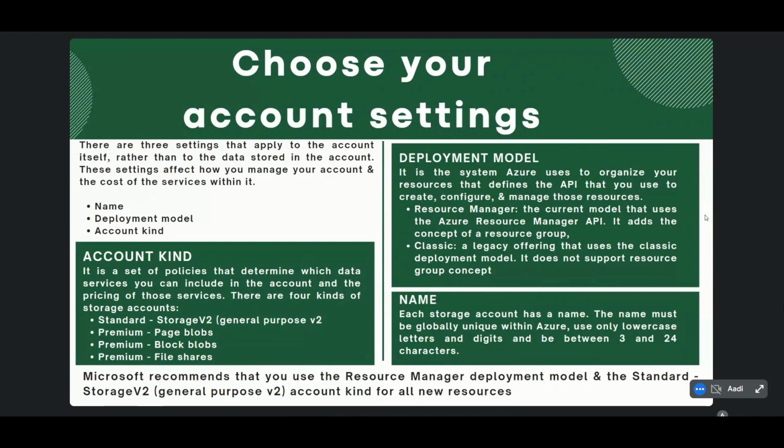Third one is account kind. Account kind is basically a set of policies that determines which data services you can include in the account, and the pricing of those services. There are four kinds of storage account we can choose: Standard general-purpose v2, and this is the current offering from Microsoft that supports all types of storage.